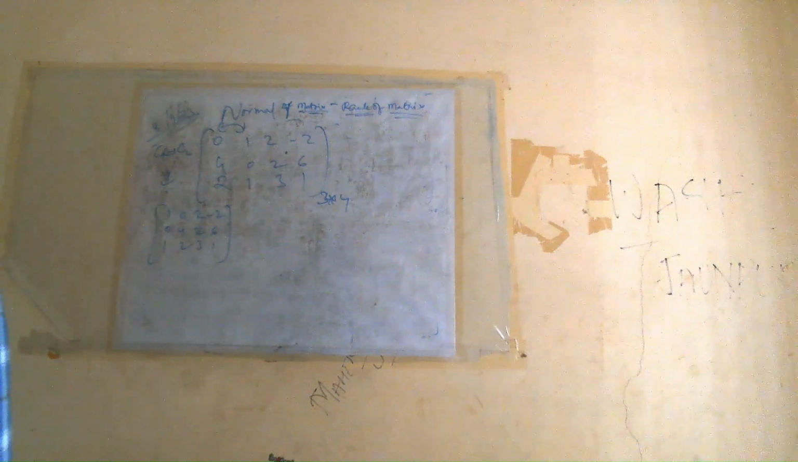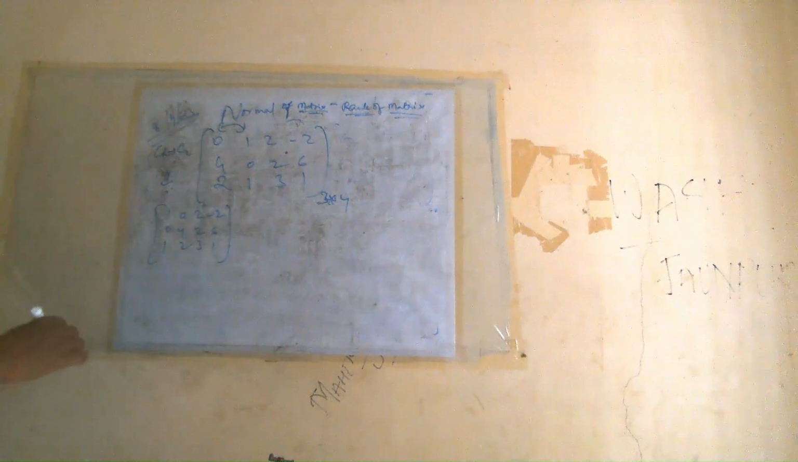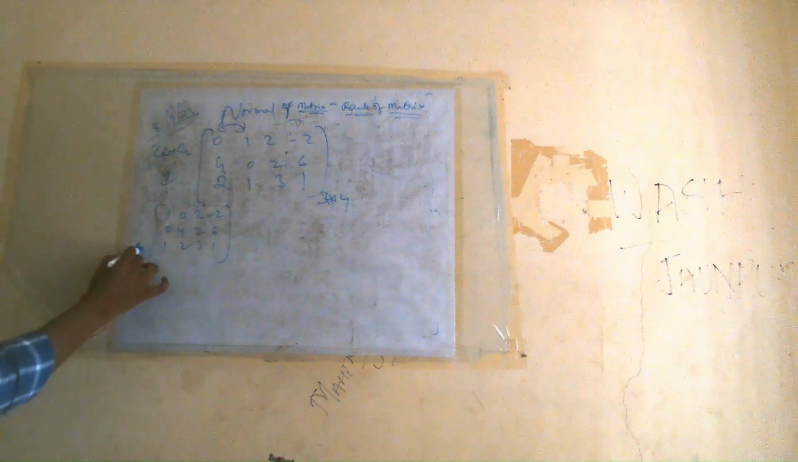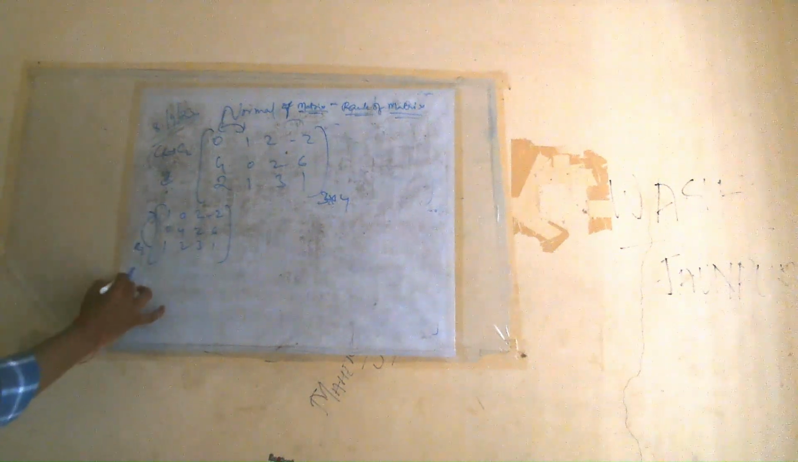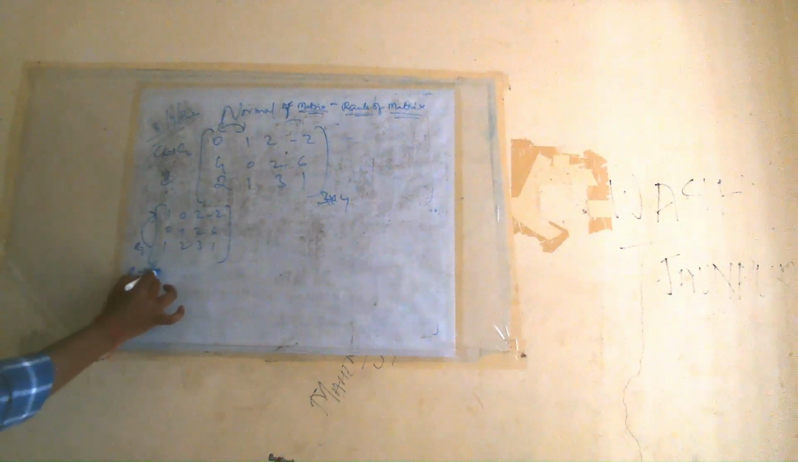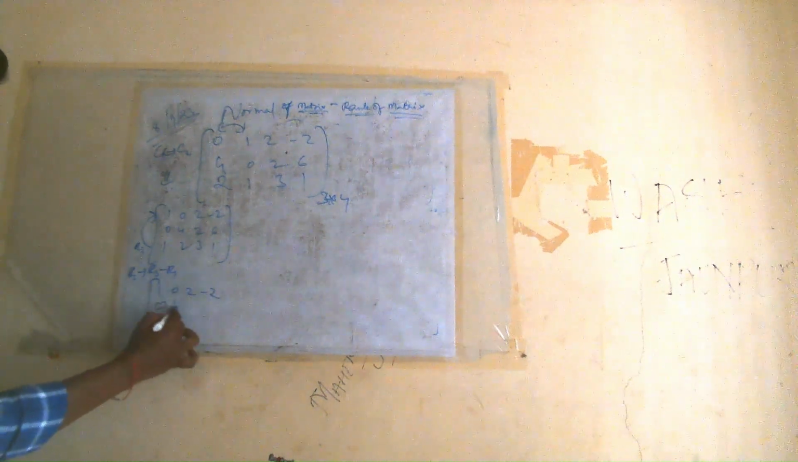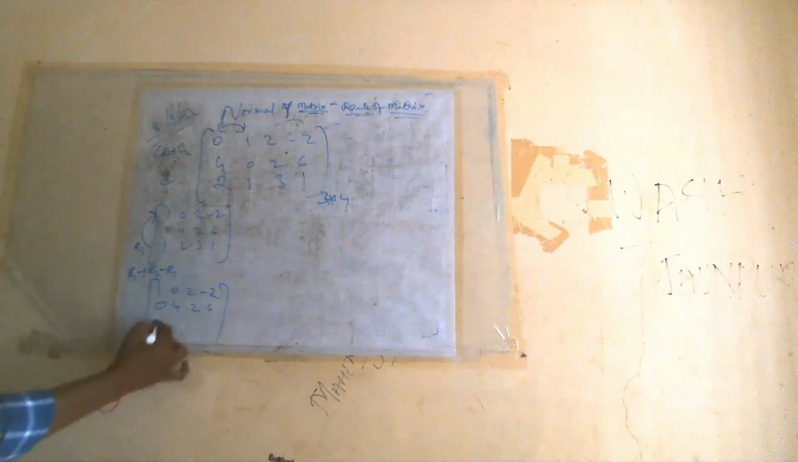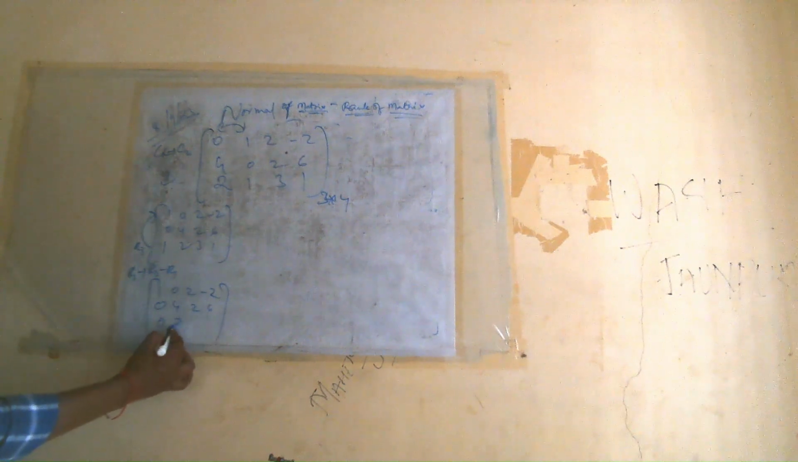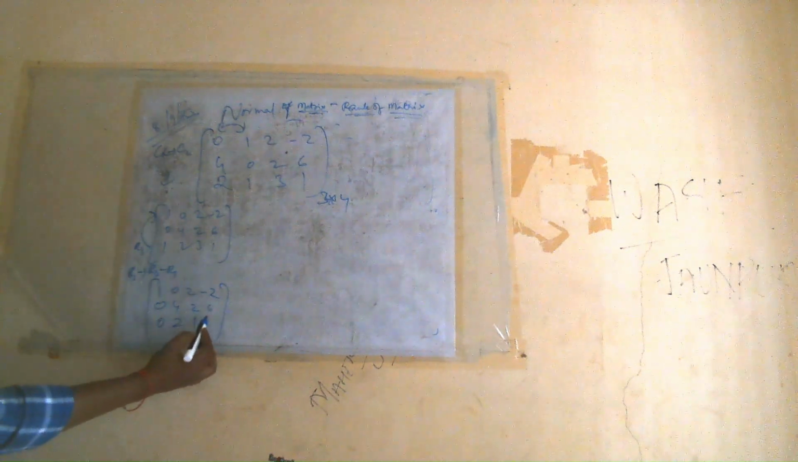Then if I take R3 minus R1, it becomes 0 in my R3. Here this is R3, right? If I subtract this one, R3 implies R3 minus R1. If I do, I'll get 1 minus 1 is 0, 2 minus 0 is 2, 3 minus 2 is 1, 1 minus of minus 2 is 3. So I'll get this form.